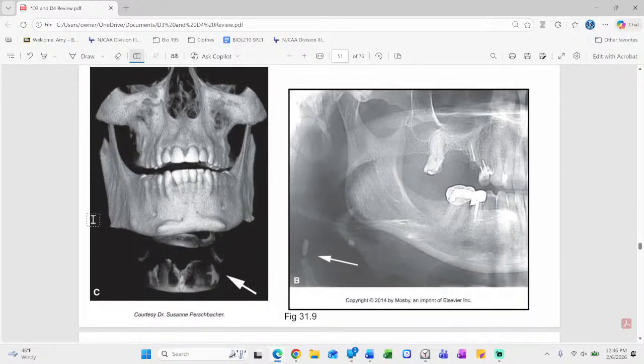Both of these came from your text. Here is your thyroid cartilage. Here's the hyoid up above. Thyroid cartilage.